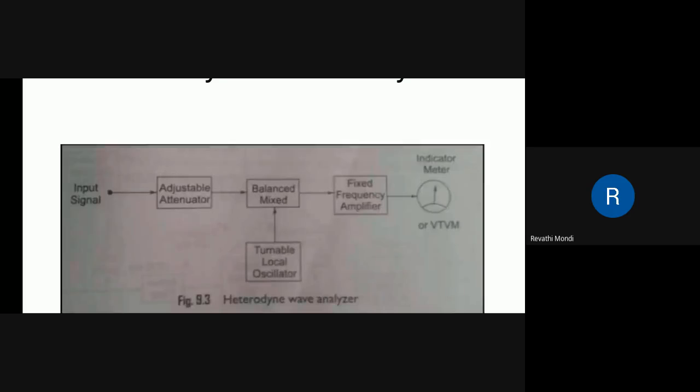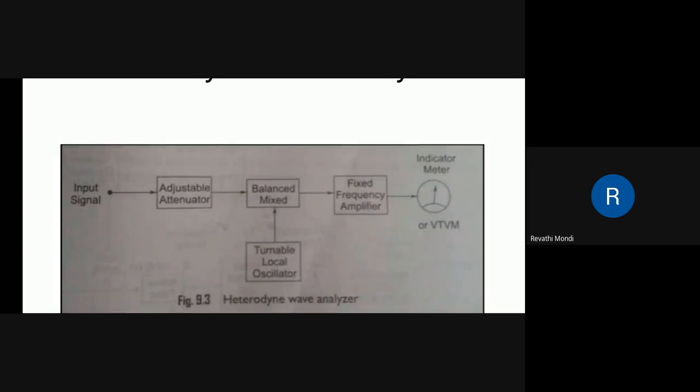The major action of the fixed frequency amplifier is to amplify the input signal. Input signal means the output of the balanced mixer. In this balanced mixer, two signals are mixing: the input signal, which is attenuated to a particular range of RF frequencies, and the local oscillation frequencies. After that, it is given to the fixed frequency amplifier. The main concept of this block is to amplify the input signal and fix the frequencies.